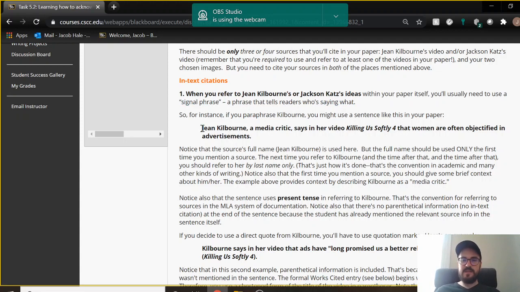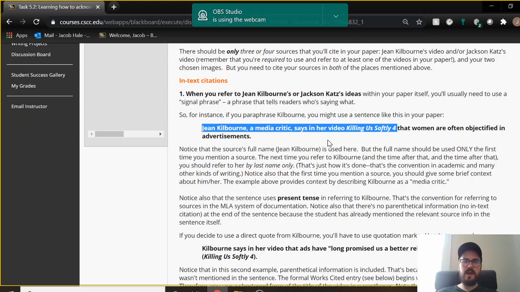So here we have a sentence. Jean Kilbourne, a media critic, says in her video Killing Us Softly 4 that women are often objectified in advertisements. Your signal phrase here is this portion right here. Now, not all signal phrases are going to be this long. For instance, a signal phrase could be as simple as just she says or he argues, something like that.